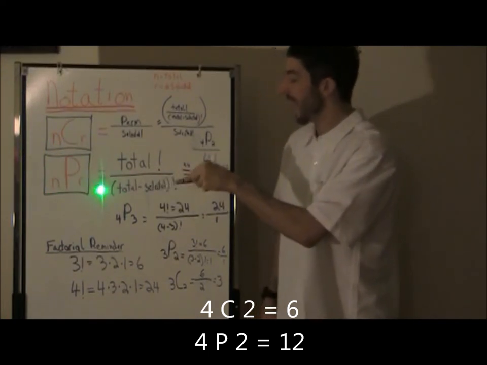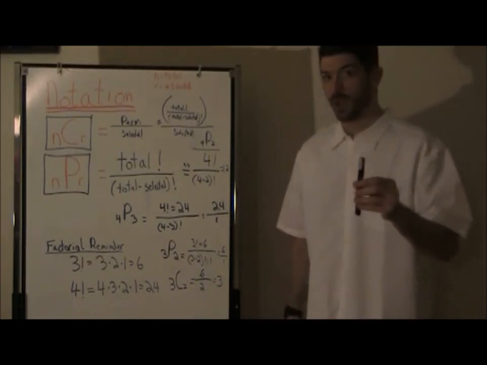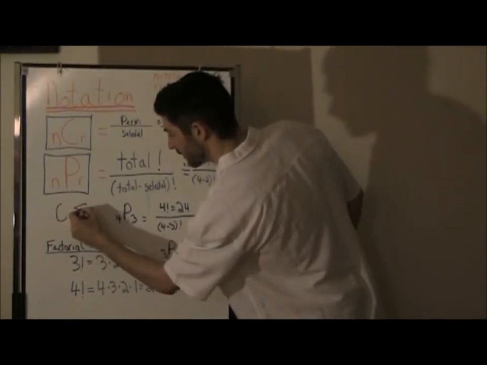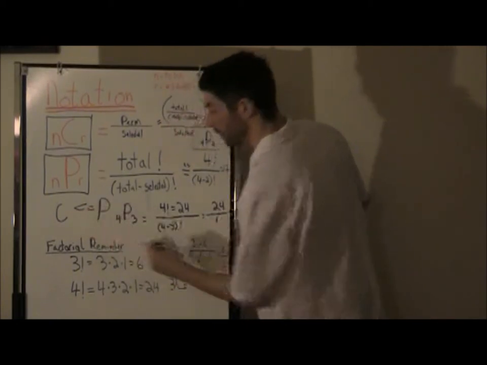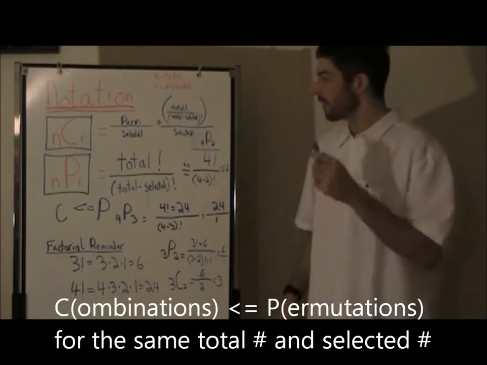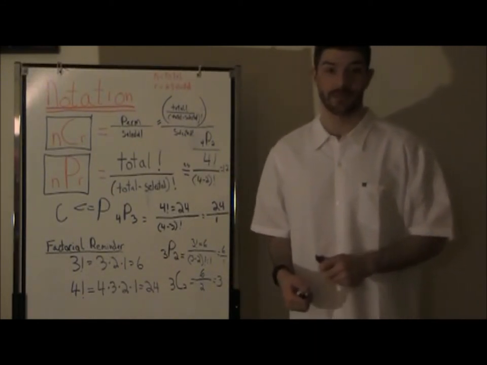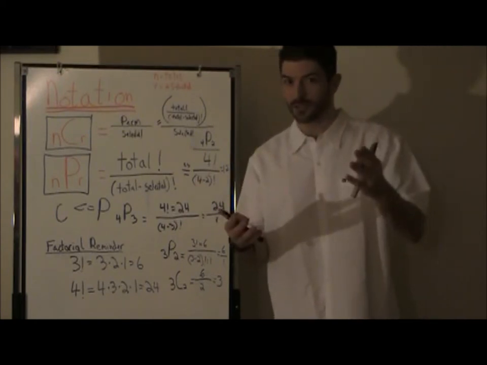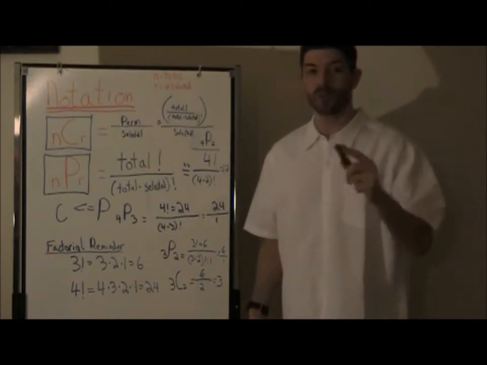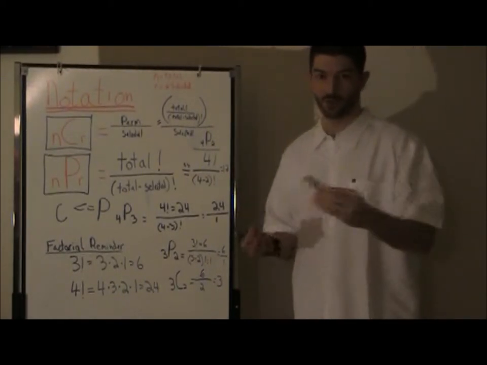4 permutations 2 is 12. The total number of combinations, therefore, is always less than or equal to the total number of permutations. The total number of combinations can never exceed the permutations. If you have 50,000 items and you select 31,379 of them, and you want to know how many combinations and permutations for those exact same total and exact same number selected, the permutations will always be greater than or equal to the combinations. That's useful.